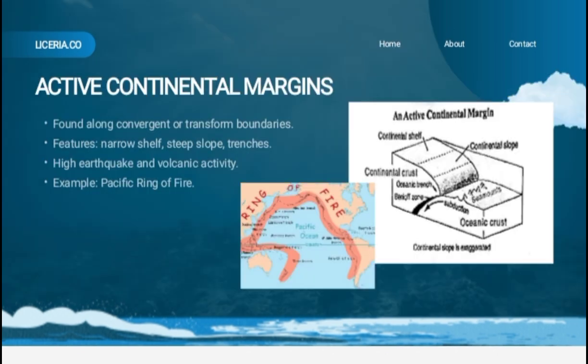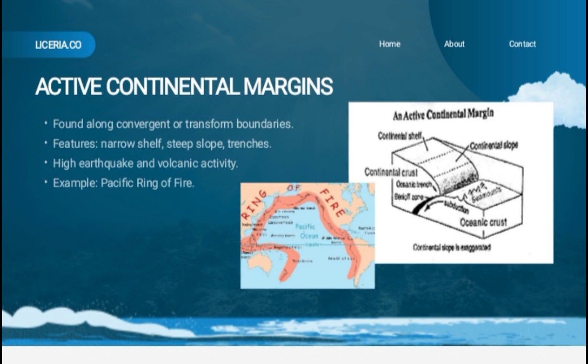Active continental margins. These margins are located at convergent or transform plate boundaries. This means they are areas where tectonic plates are colliding or sliding past each other. Due to the active tectonics, the continental shelf is often quite narrow. The continental slope is generally steep, often leading into deep sea trenches.